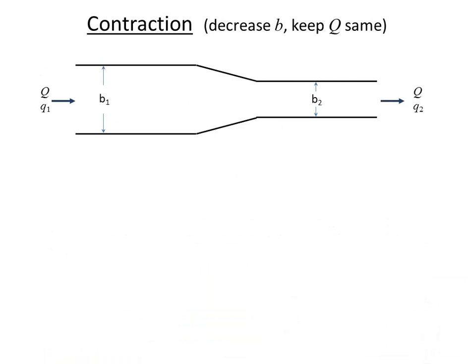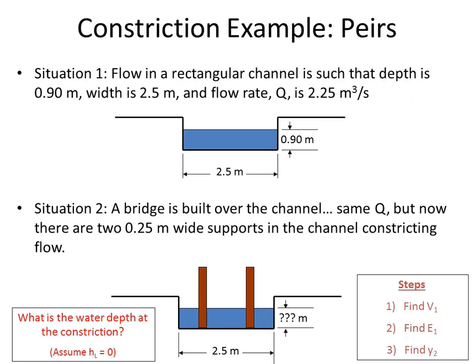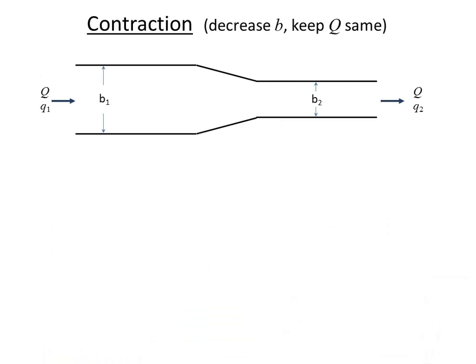Here's another kind of contraction. So the first kind of contraction we talked about is what if piers are put into a channel? The channel itself isn't getting any narrower. Well, what if the channel does get narrower? Conceptually what we're saying here is that the flow rate Q stays the same. We can have steady flow, where the flow rate's not changing over time.